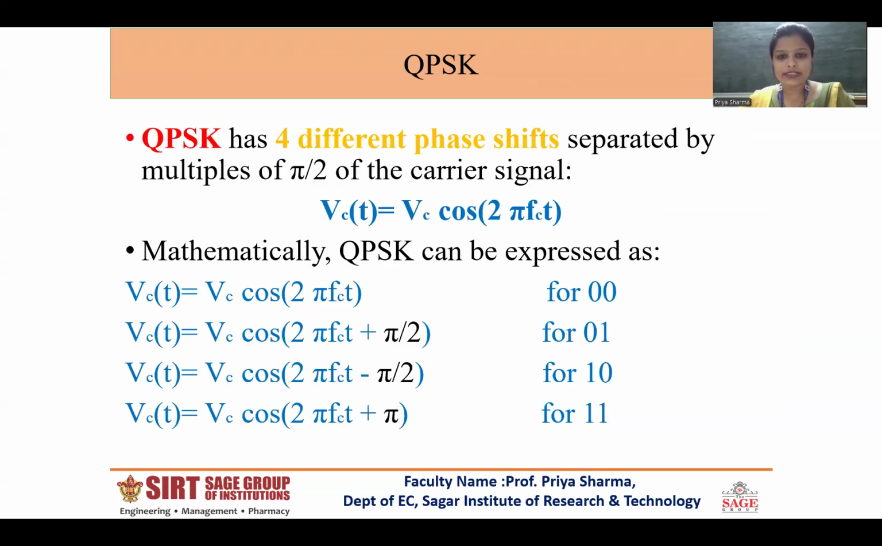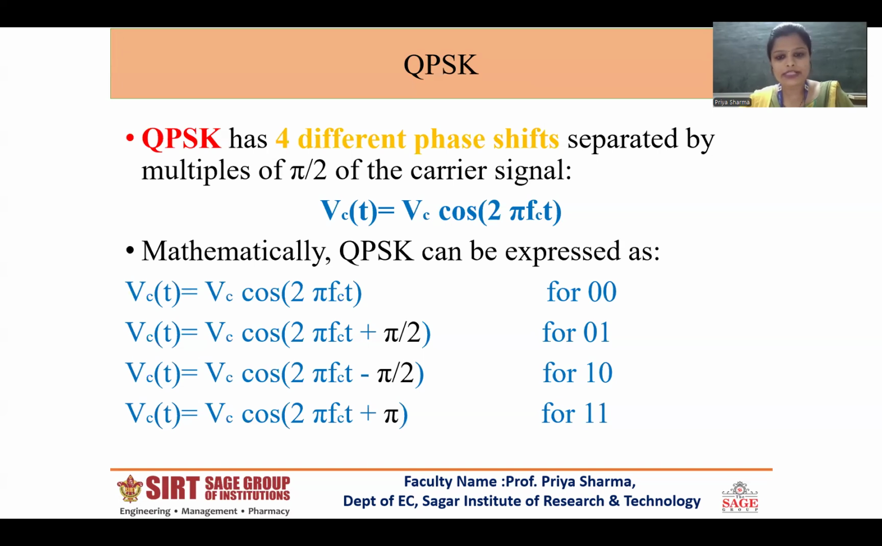The carrier signal is represented by VC(t) = VC cos 2 pi FC t. So mathematically, 4 output phases are possible for a single carrier frequency, that is 00, 01, 10, and 11 dibits. These are the dibits. A single change in the output phase occurs for each 2-bit dibit. The rate of change of the output baud is equal to 1/2 of the input bit rate.